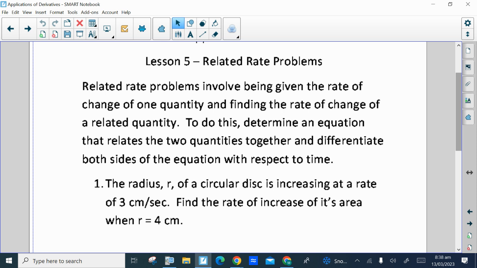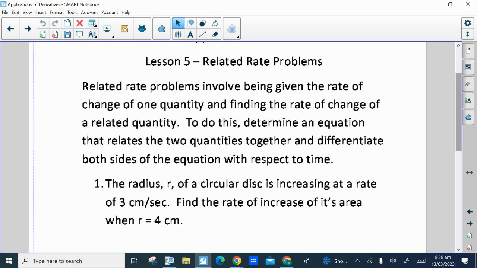Instead, we were asked to find the rate, let's say, that the area of a circle was changing by when the radius was at a certain number. In this case, the radius is going to be changing. Okay, so that's going to be the difference between what we looked at before and this. So to do this, you need to determine an equation that relates the two quantities together and then differentiate both sides with respect to time.